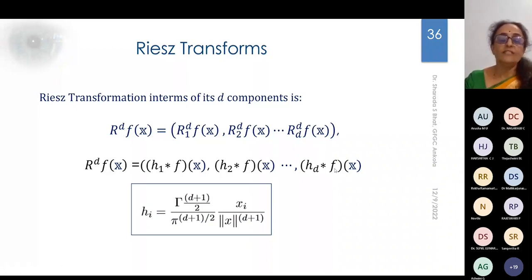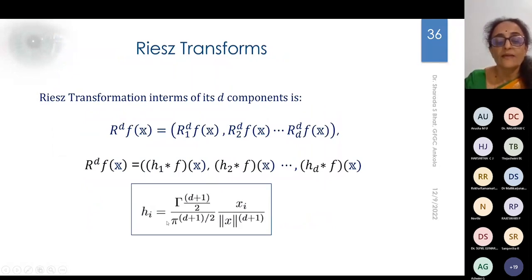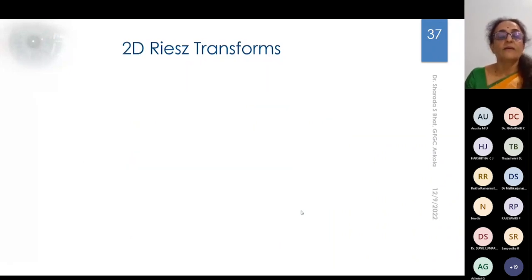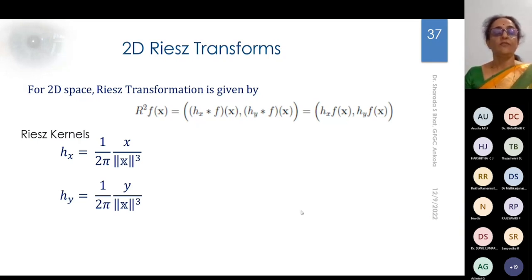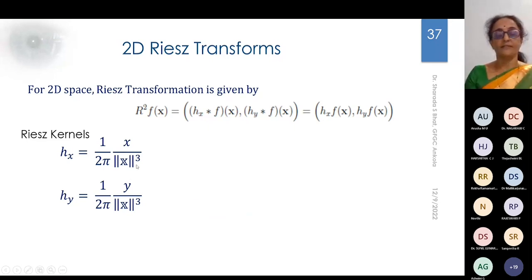When I take each h_i here, considering the definition given over here, each h_i can be considered like this. It is the norm of the gamma function of (d+1)/2, and it is the ith component of this d-dimensional space, the ith component of the tuple there. Considering this, if we take only two dimensions, we get h_x as something like this, okay. Consider only two components here, x and y. h_x is defined something like this, and h_y, the second kernel, is defined like this.